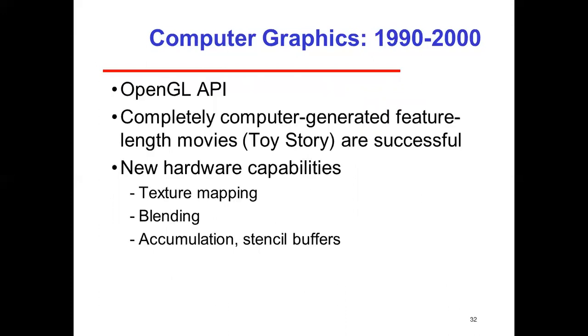Computer graphics in 1990 to 2000. In this period we were using the OpenGL API, completely computer generated feature length movies became successful, new hardware capabilities, texture mapping, blending, accumulation, stencil buffers. So we can easily implement a movie with the help of computer graphics from 1990 to 2000. Then we can say the role of computer graphics had already started. There is a big role.